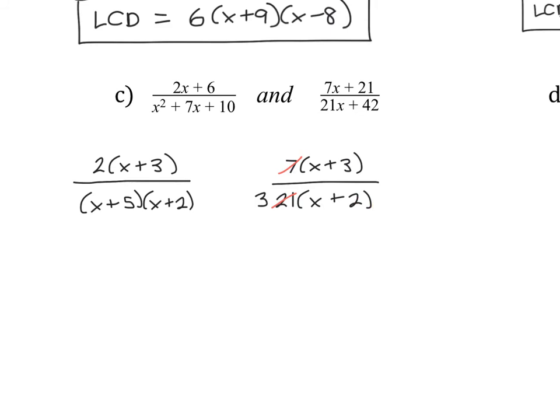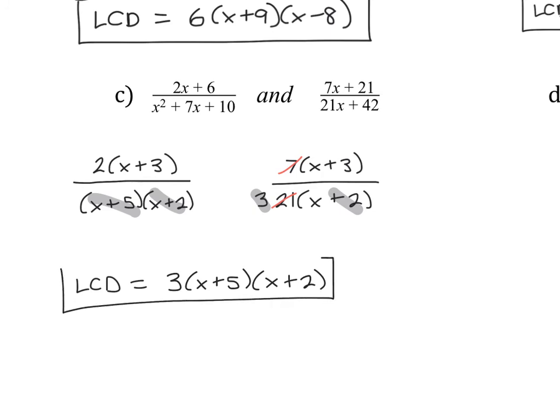So for the LCD of this pair, again, the only constant I see is 3. So we have that. And then I see x plus 5, which we will include. And we have x plus 2 on both sides, so we only need to include it once. So there's our LCD.